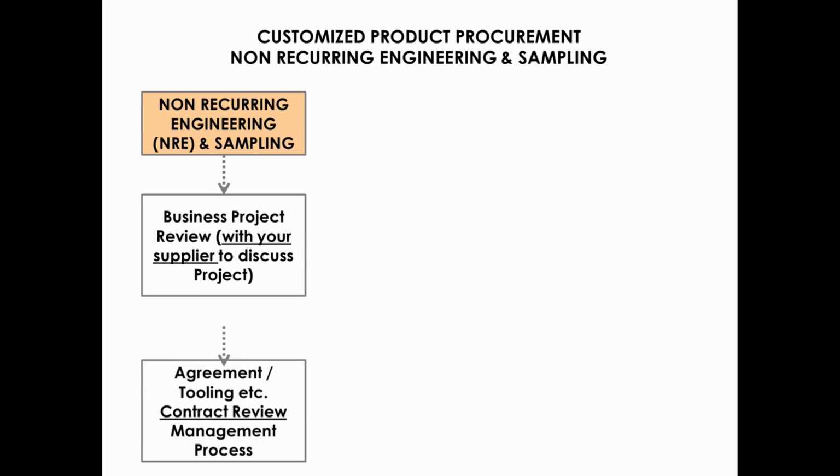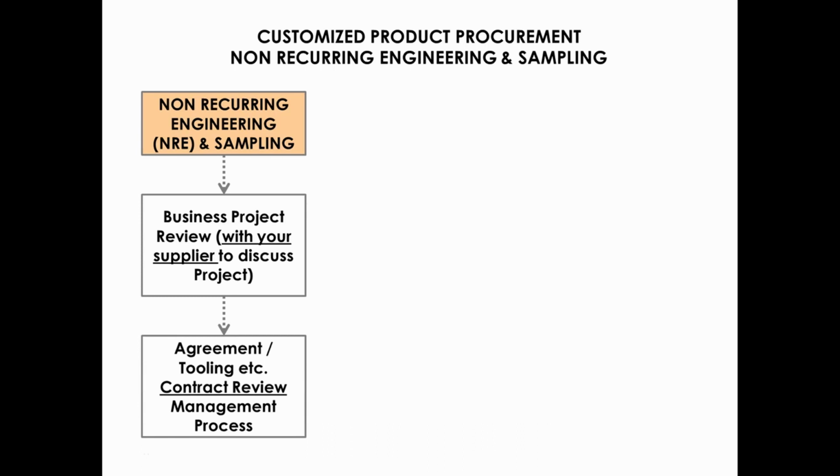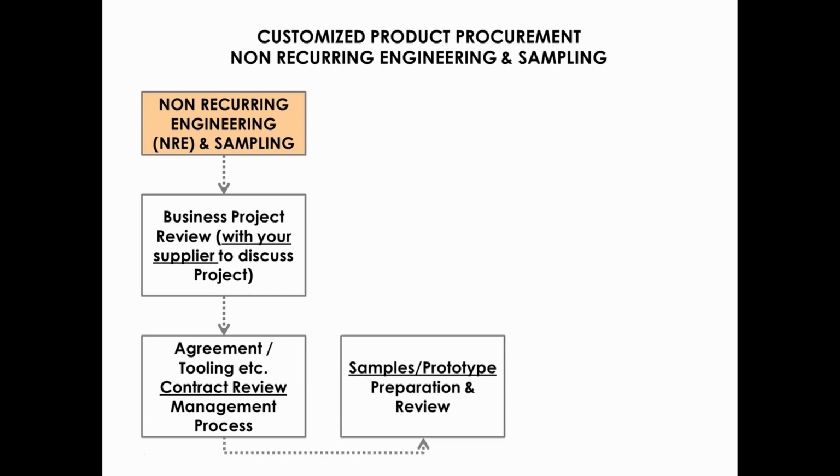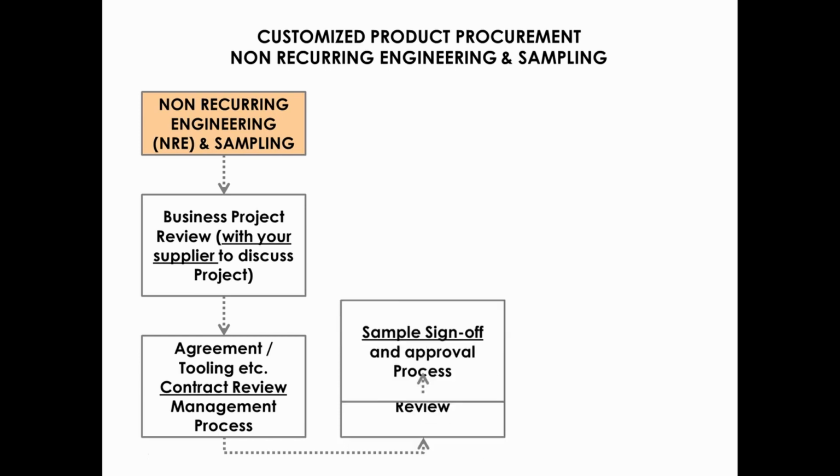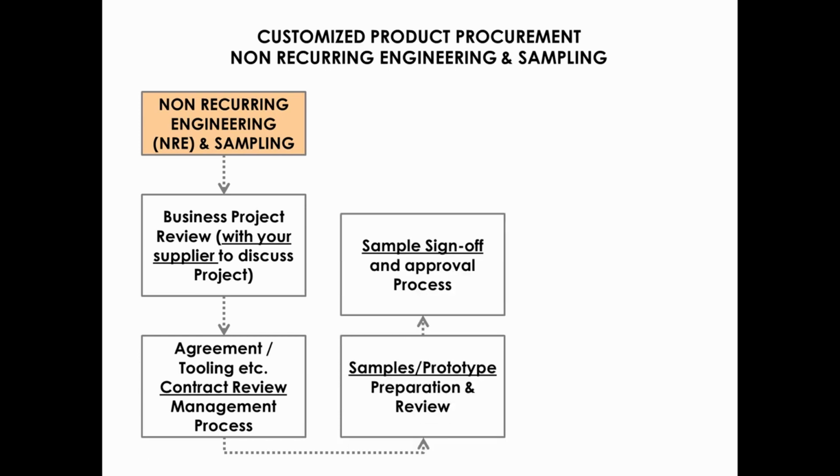The next step is to start working on an agreement or contract for all of your non-recurring engineering items. In parallel, you need to start the prototype and sample process. This is where the supplier will work on producing samples to your specifications in order for you to review them and make changes where required. Once you are happy with the results from this step, you should approve and sign off the samples as acceptable.